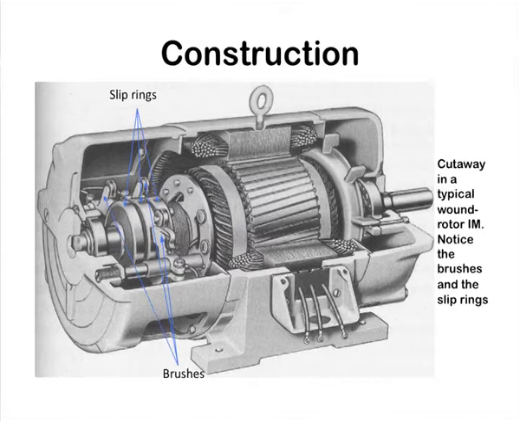One more disadvantage of the wound rotor induction motor is that these slip rings also require maintenance, and therefore the cost is high. Another cutaway section of a typical wound rotor induction motor is being shown. You can see slip rings are also there. In addition to slip rings, brushes are also there, and that makes the cost of the wound rotor machine even higher.